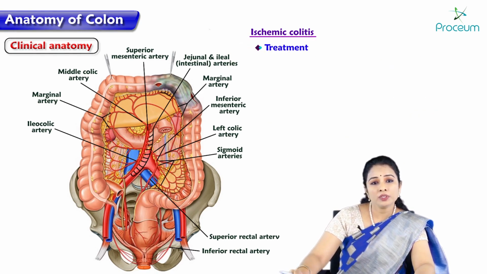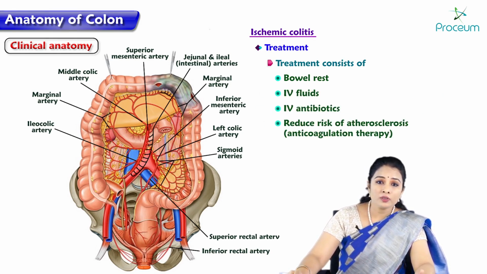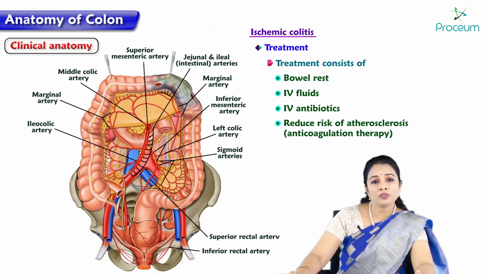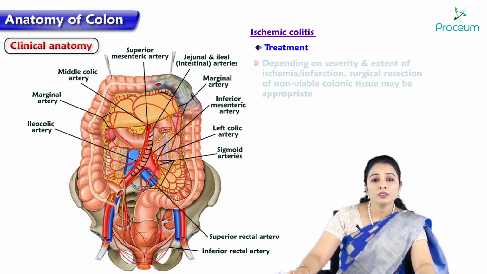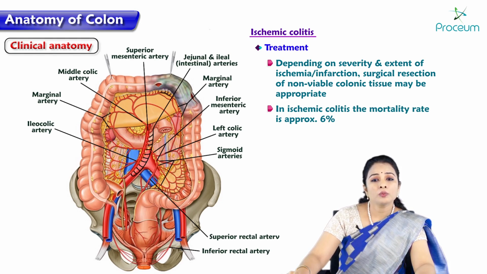Treatment consists of bowel rest, IV fluids, intravenous antibiotics, and reducing the risk of atherosclerosis, that is anticoagulation therapy. Depending on the severity and extent of ischemia and infarction, surgical resection of non-viable colic tissue may be appropriate. In ischemic colitis, the mortality rate is approximately 6%.